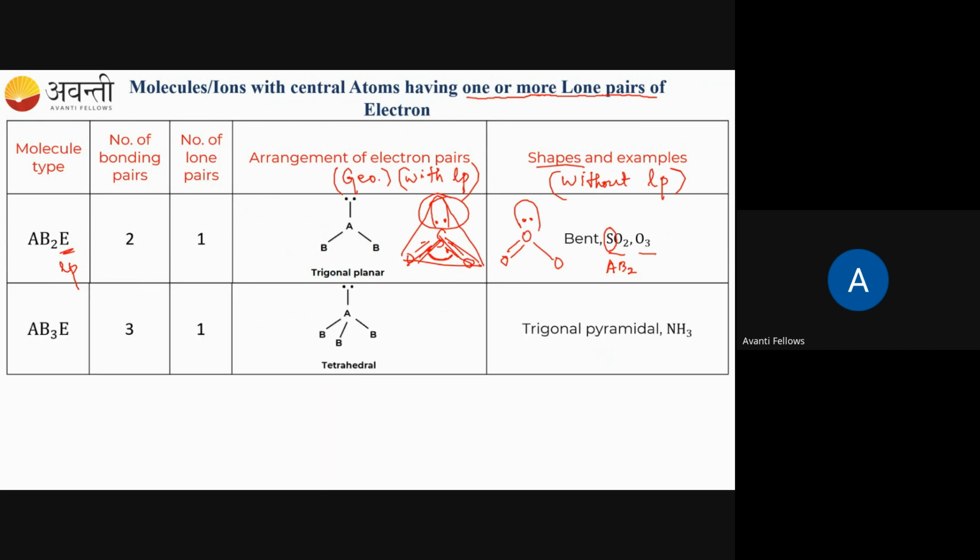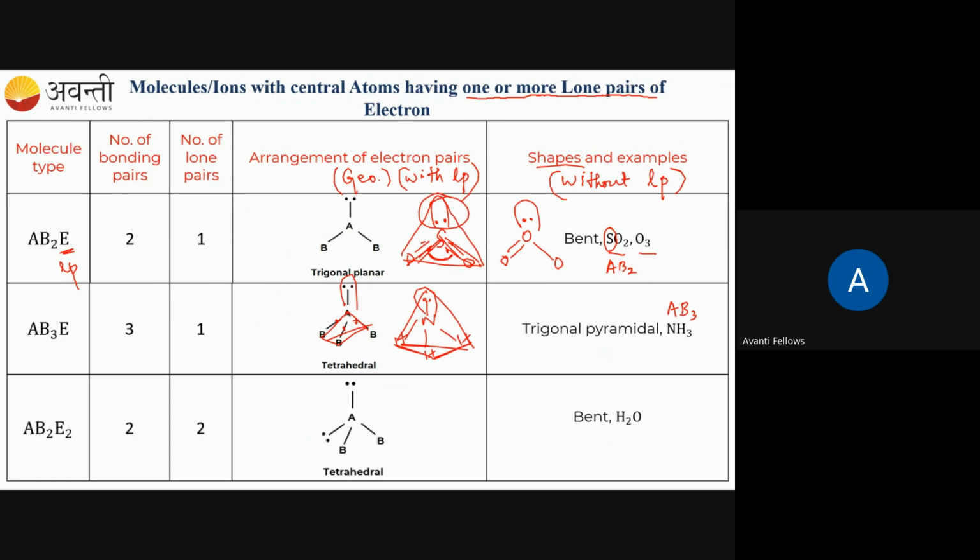Yes. Next is AB3E. Example is NH3, with one lone pair. Nitrogen has 5 valence electrons. 3 have gone for bonding. The remaining 2 are present as one lone pair. Now you see the shape. If you don't consider the lone pair, you will get trigonal pyramidal structure. And if you consider the lone pair, you will get tetrahedral. It is tetrahedral in geometry.